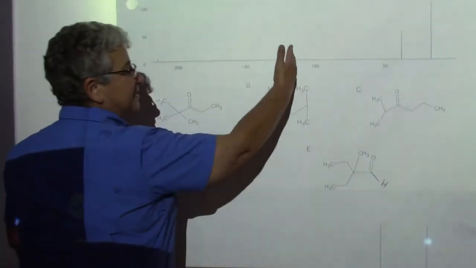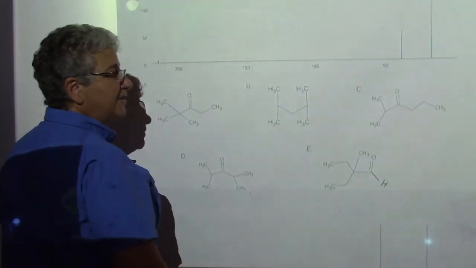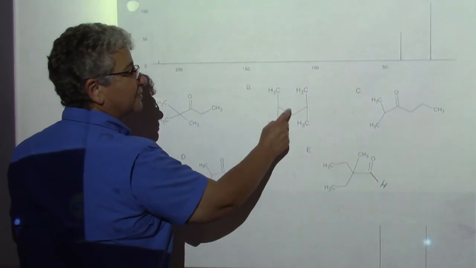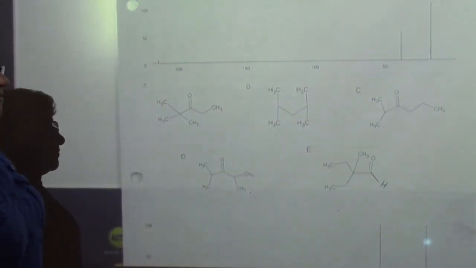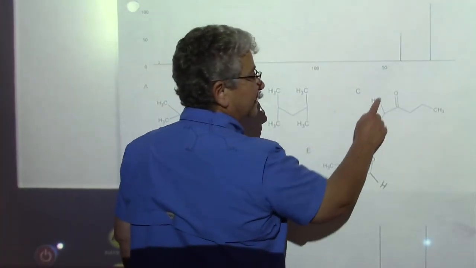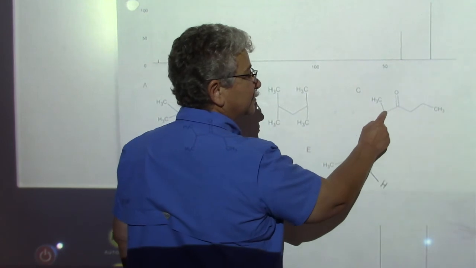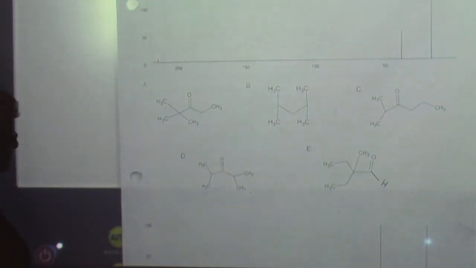For B, I see a plane of symmetry through here. I also see one through there. So I would say there was 1, 2, 3 carbons. Woo, 3 carbons that I would see in the spectrum of B. In C, these two are the same. So 1, 2, 3, 4, 5, 6 carbons for C.